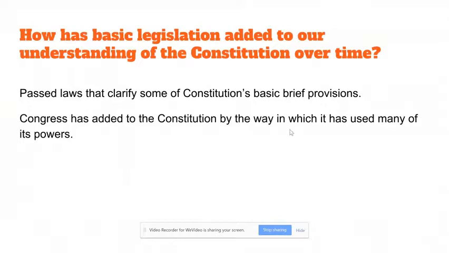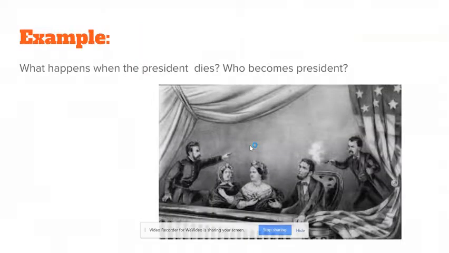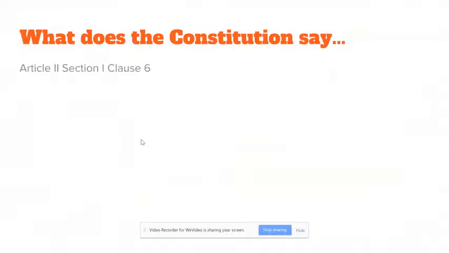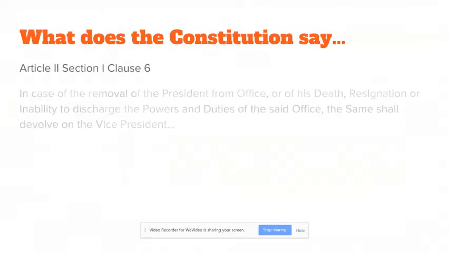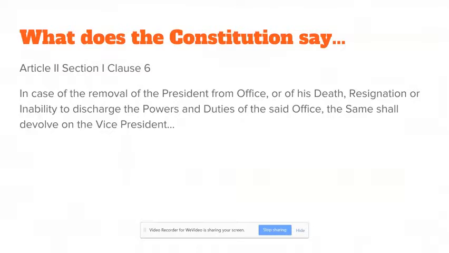Let's first consider a tragedy in American politics when a president dies in office. You might be thinking, well, if a president dies, the vice president becomes president. You're right. And the Constitution does lay some of that out. In Article 2, Section 1, Clause 6, the Constitution says that in case of the removal of the president from office or his death, resignation, or an inability to discharge the powers and duties of the said office, the same shall devolve to the vice president. Well, the duties devolving to the VP isn't the same as the VP becoming president.